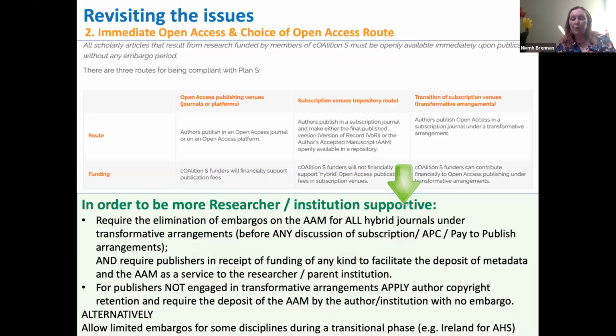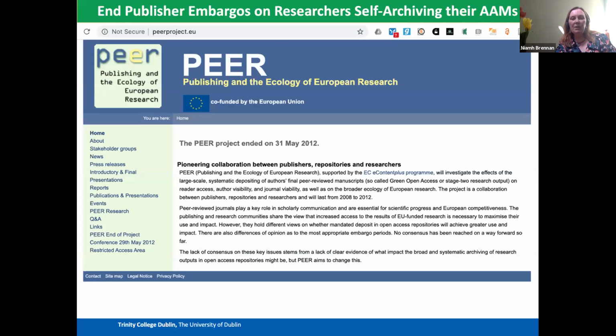For those publishers who are not engaged in transformative agreements, apply copyright retention and require the deposit of the AAM. And if we can't do that, then we have to allow limited embargoes for some disciplines during a transitional phase, as we've done. That's the reality. Okay, so the PEER project showed that publisher embargoes had absolutely no effect.